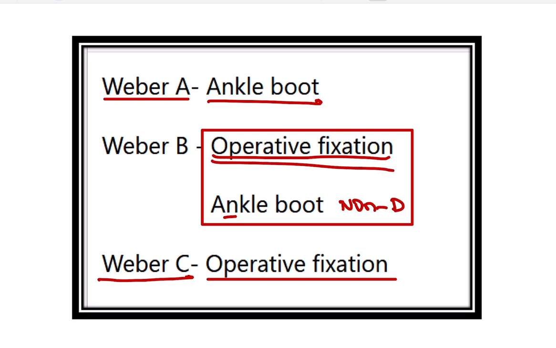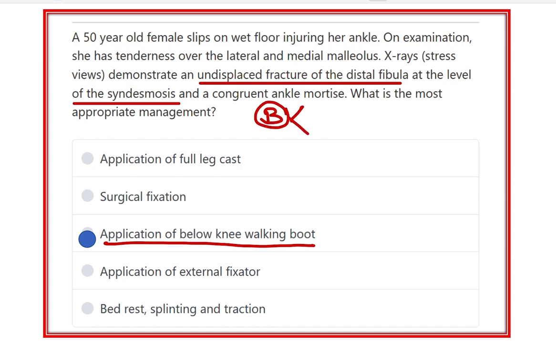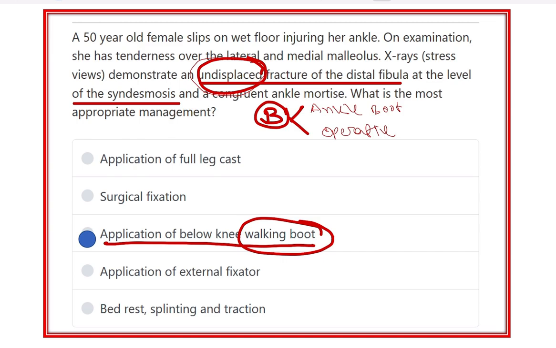So what is in the question? We have to go for application of the below knee walking boot. Why? Because the X-ray demonstrates there is an undisplaced fracture of the distal fibula at the level of the syndesmosis. That means it is Weber type B. And in Weber B, there are two options of treatment: one is the ankle boot, and another one is operation. As this is an undisplaced fracture, in this condition, we have to go for application of the below knee walking boot. It is enough. But if displacement occurs, in that condition, we should go for the operative procedure.